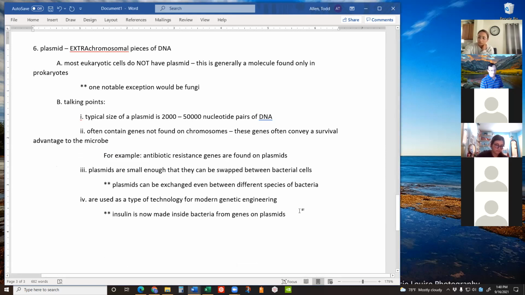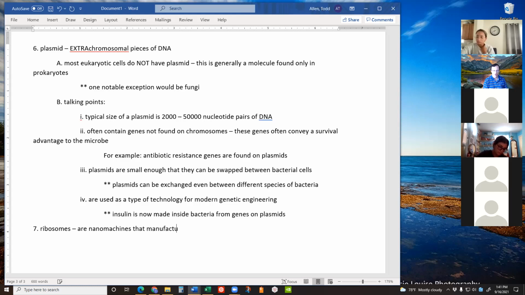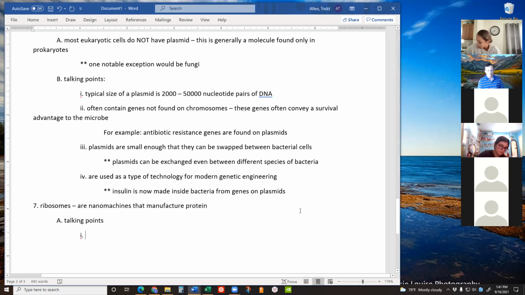Okay. Number 7 is ribosomes. Ribosomes, as you know, are nanomachines that manufacture protein. I'm just going to give you some talking points here about these guys. The average number of ribosomes in a typical E. coli bacterial cell will be around 50 to 60,000. 50 to 60,000 ribosomes in one bacterial cell.